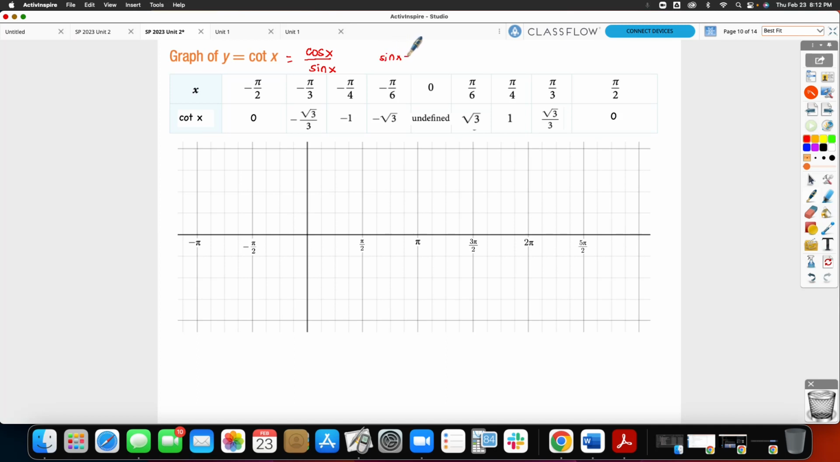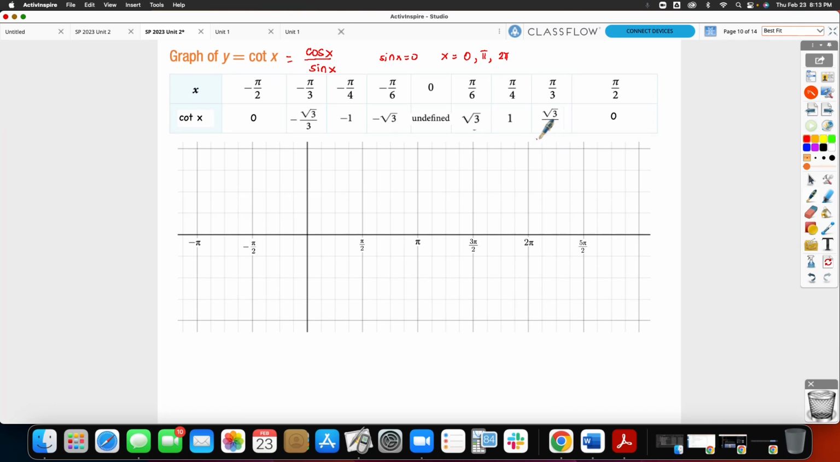Sine x is equal to 0 when x is equal to 0, when x is equal to pi, when x is equal to 2 pi, of course, when x is equal to negative pi, when x is equal to negative 2 pi. Those are the x values where sine x is equal to 0. So here is where the asymptotes would be.